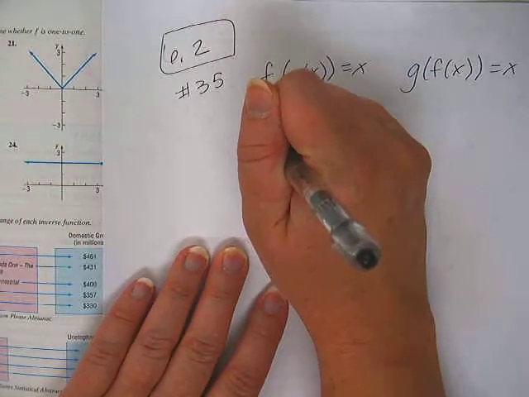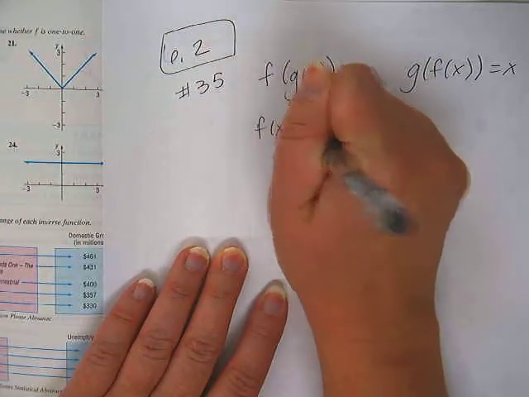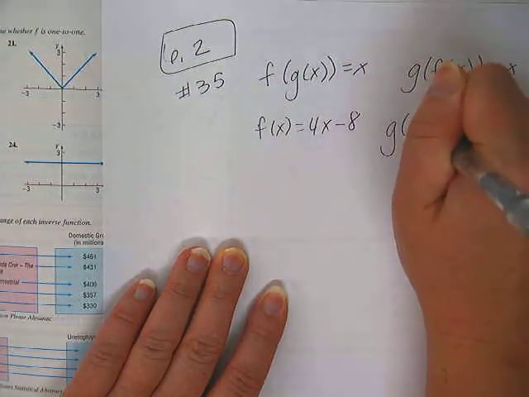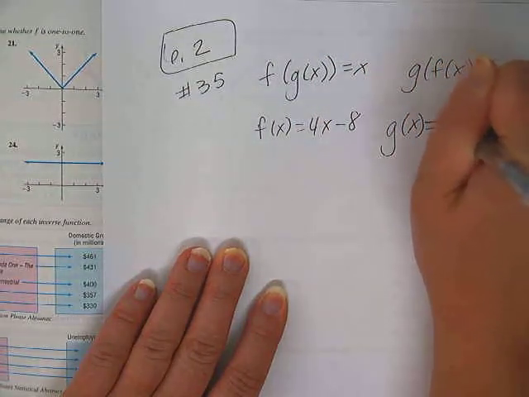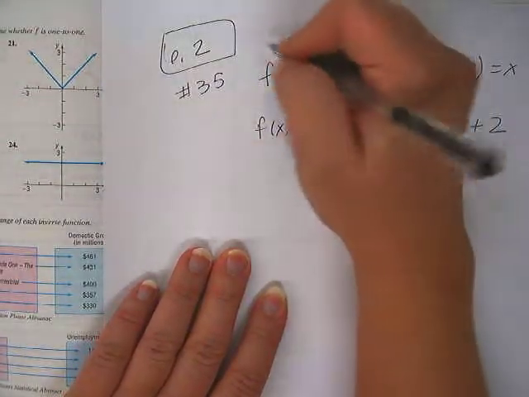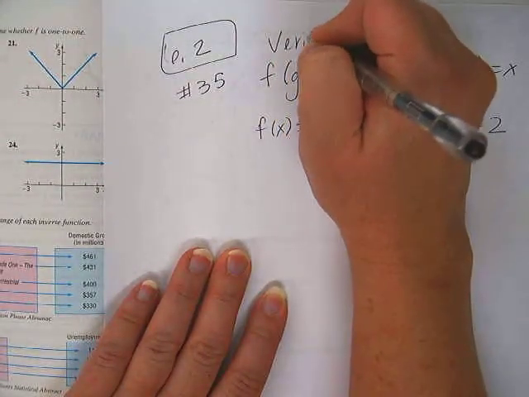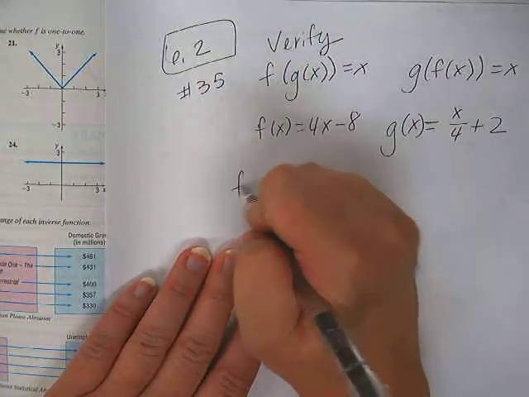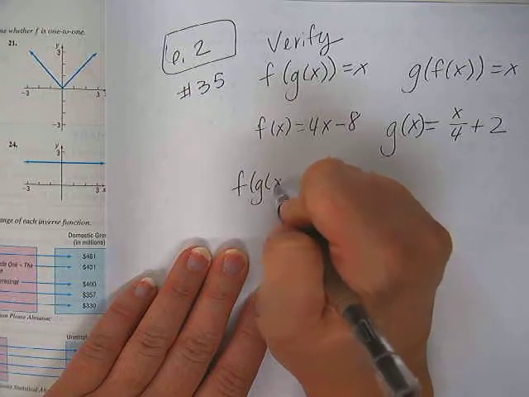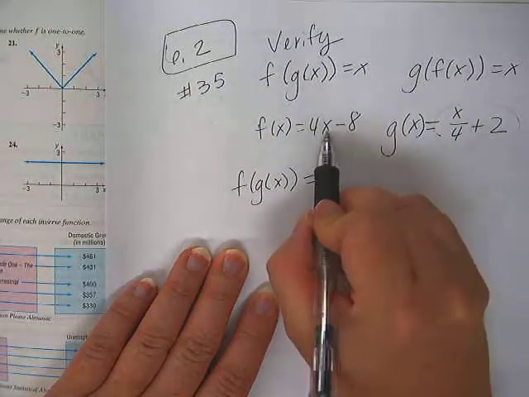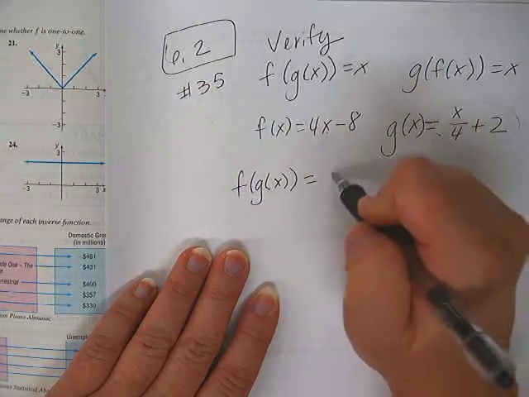Okay, so on problem 35, we have f of x is 4x minus 8, and we have g of x is x over 4 plus 2. So now in order to verify this, we have to actually find each one of them. So first, let's find f of g of x. That means we take g and plug it into that x value right there.